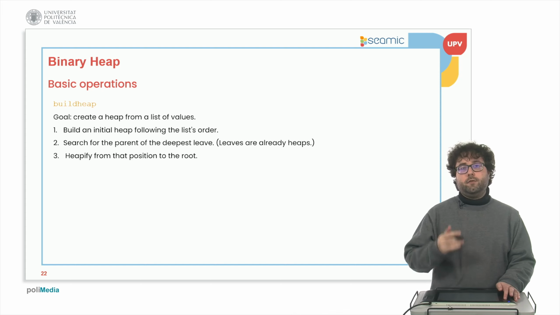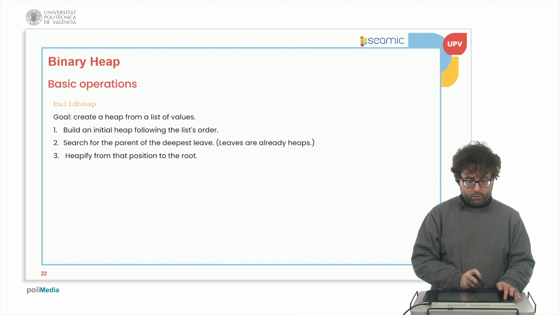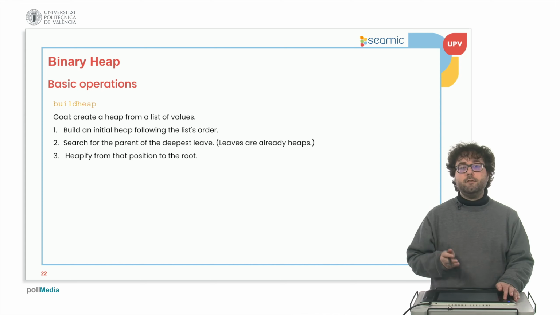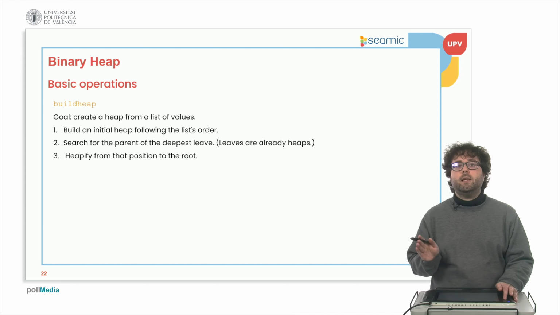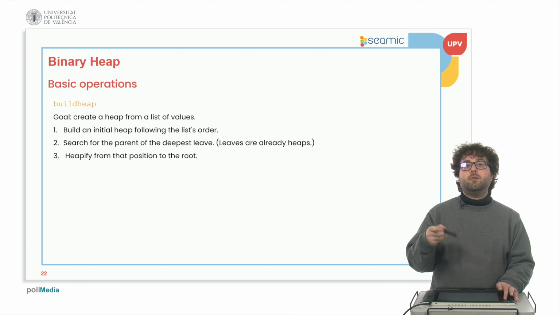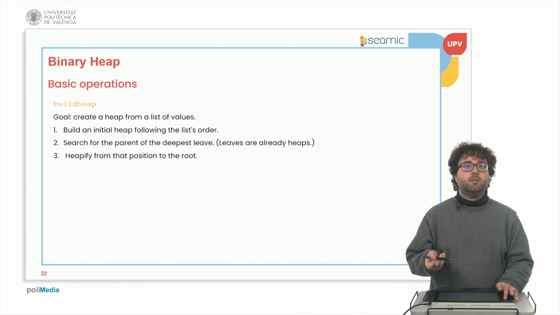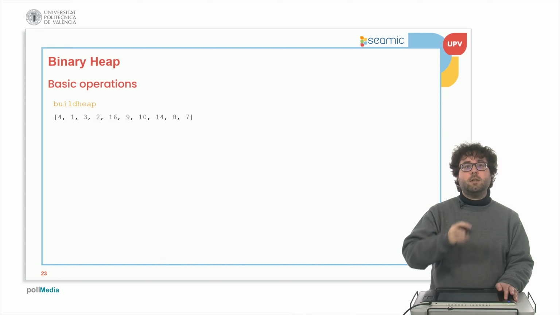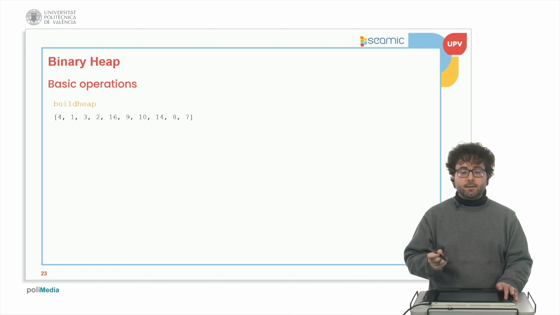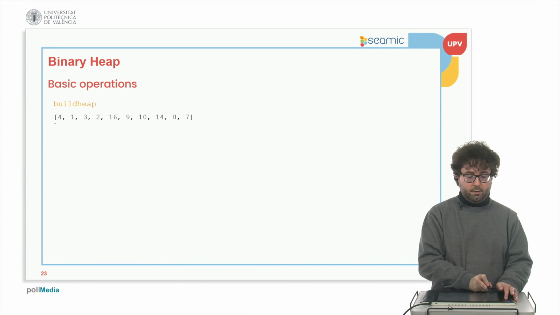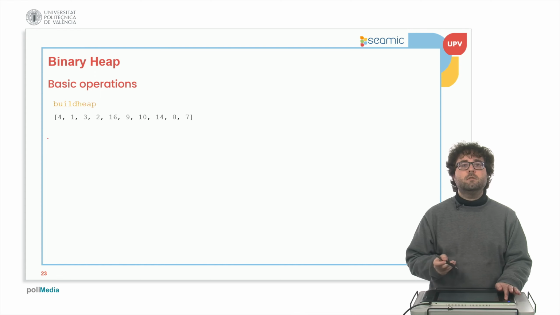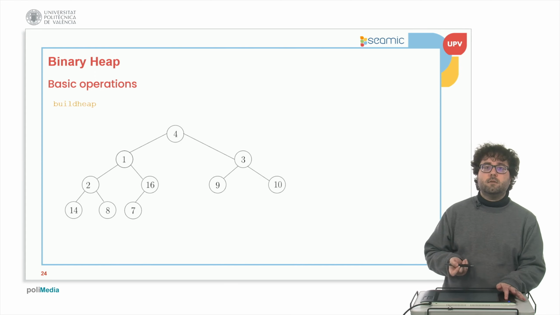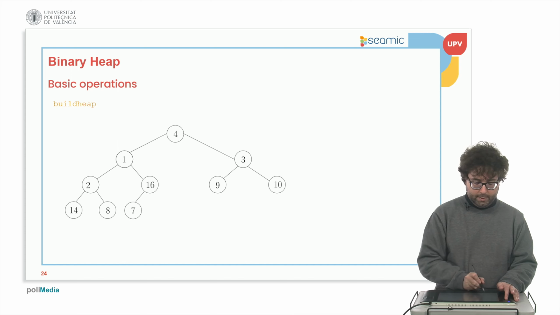And when we have the structure, we need to maintain the heap property. For that, we will look for the parent of the deepest leaves, since leaves are already heaps, and we will be heapifying from that position. So if we see an example, we are going to start from that list. The first position will be the root, and so on. So we build the heap.